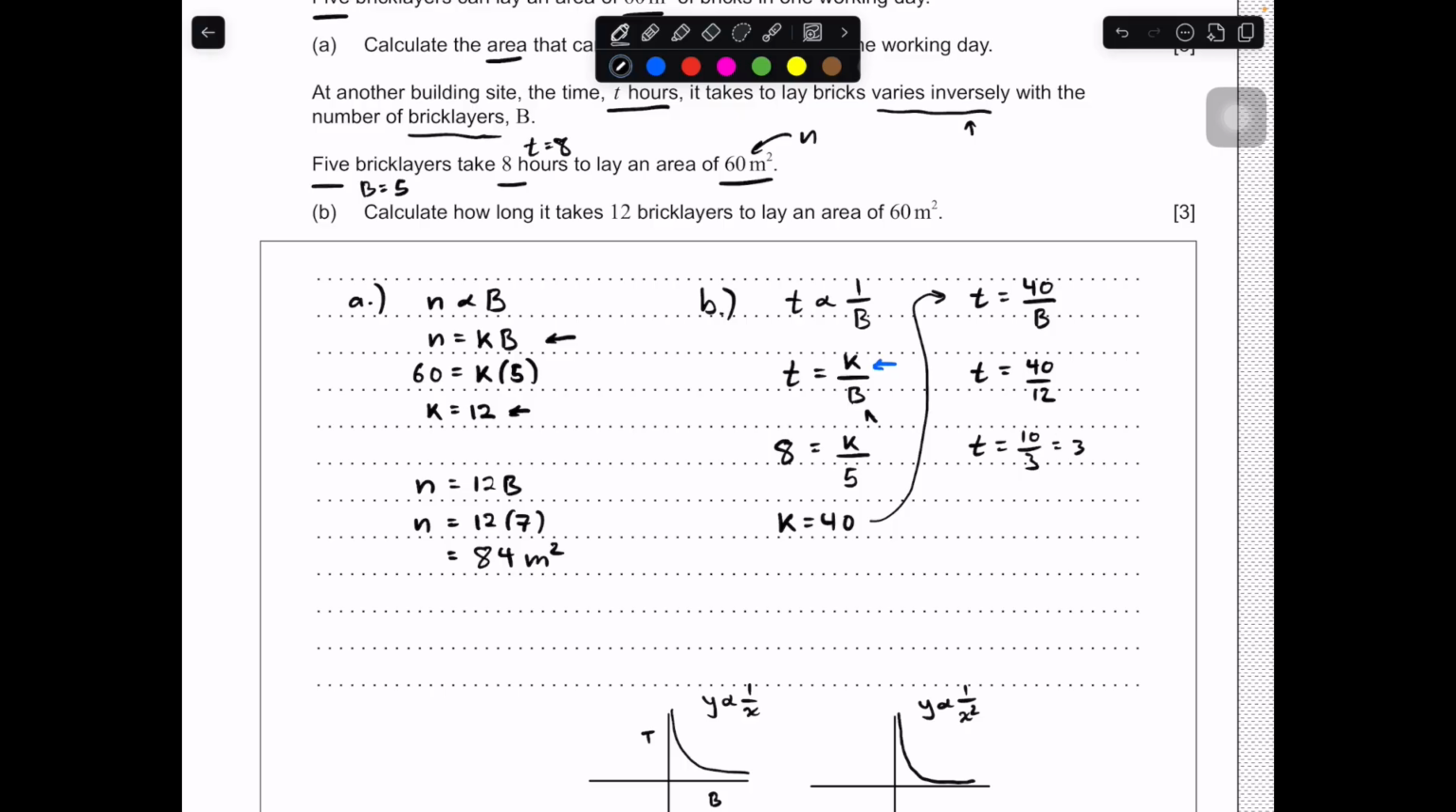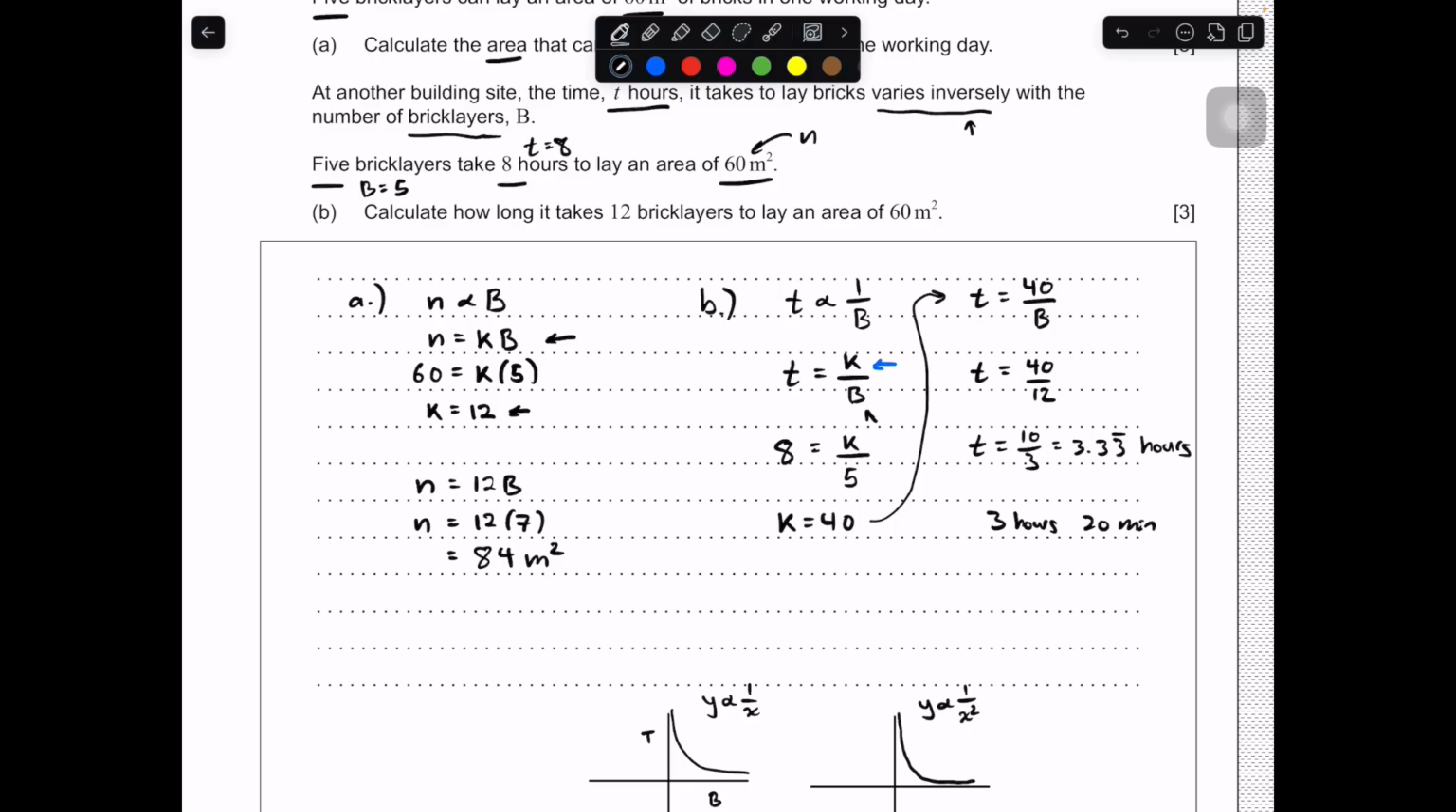If you wanted to, you could write it as 3.3333 hours. That would be okay. If we wanted to be very specific, we could say 3 hours and 20 minutes, a third of an hour. Alright. I think that's it.